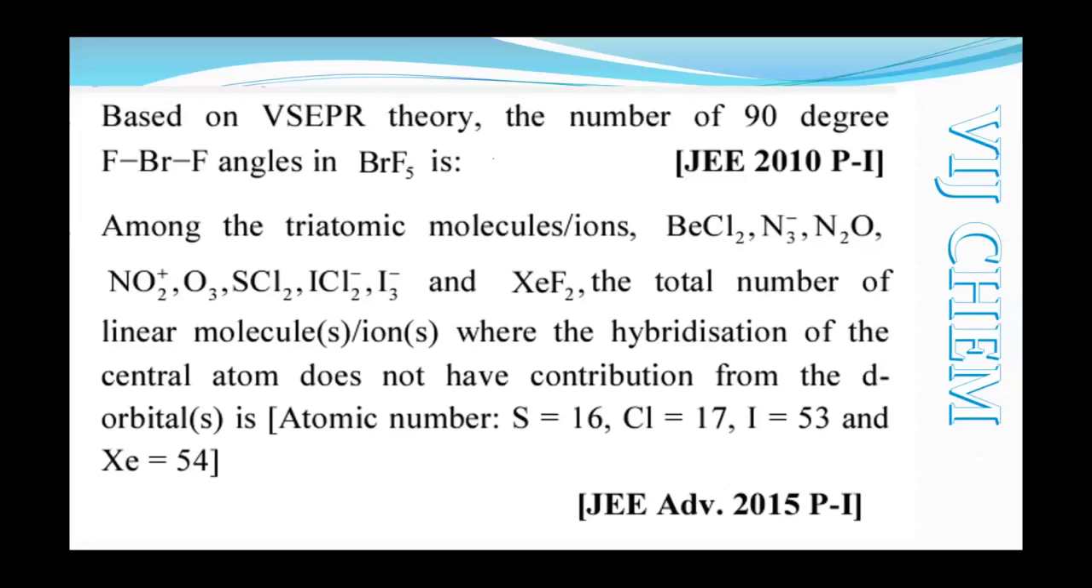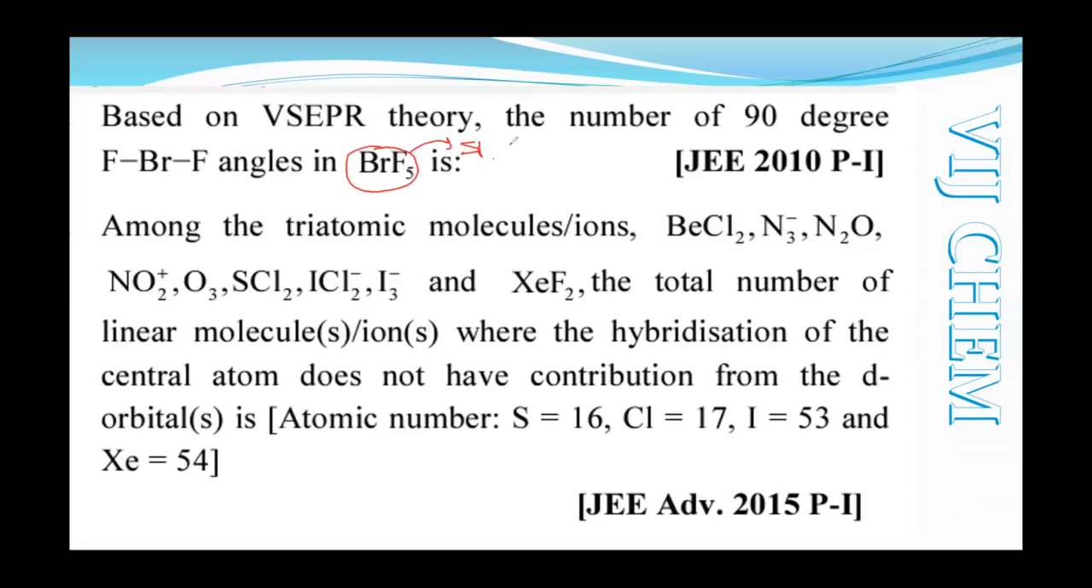Next is an integer type question based on VSEPR theory. Number of 90° angles in BrF5. Very good question, let us see who will answer this correctly. If you find out the hybridization and structure, it will be sp3d2. What will be the hybridization?